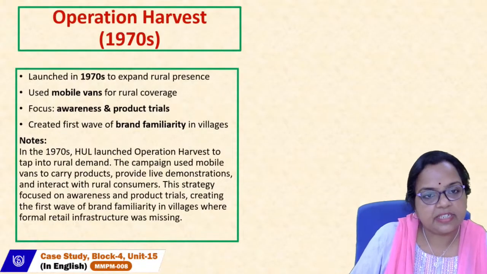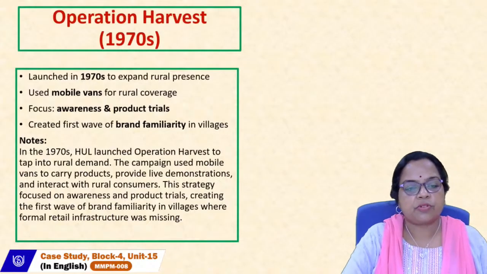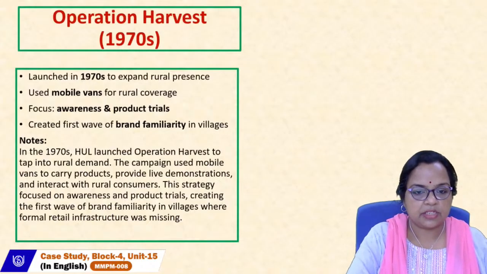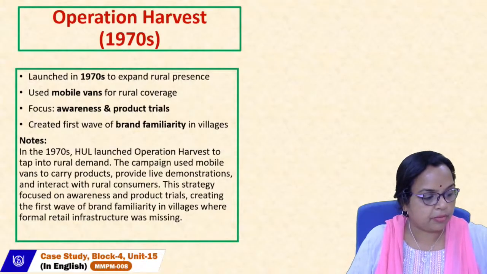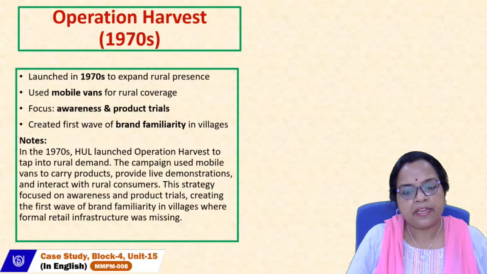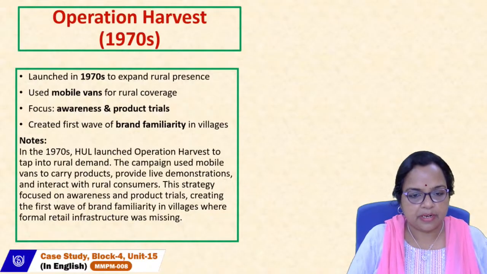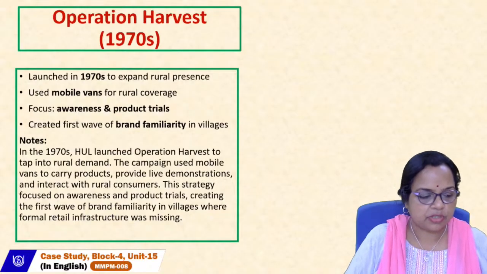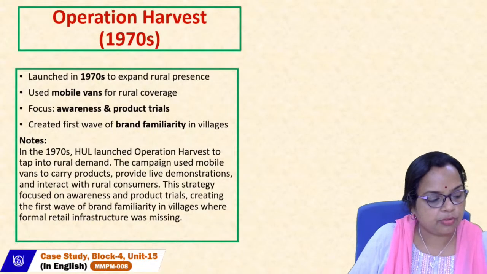During 1970, Operation Harvest was introduced by HUL. They launched Operation Harvest to tap the rural demand. The campaign used mobile vans to carry products, provide live demonstrations, and interact with the rural consumer.